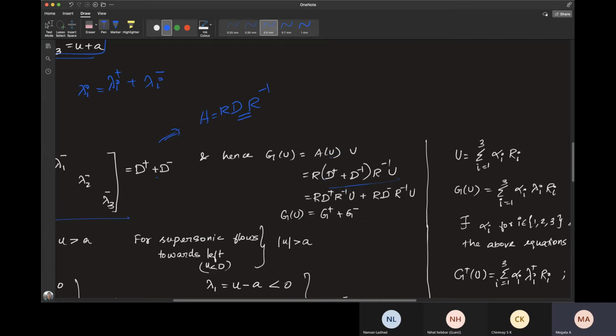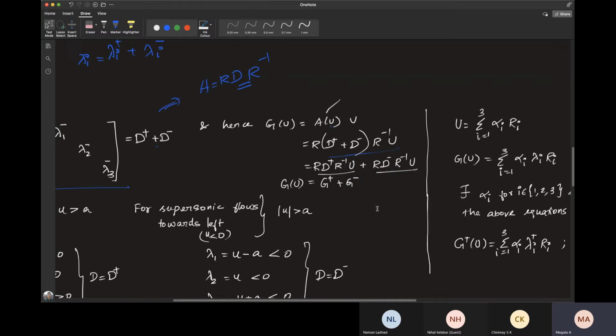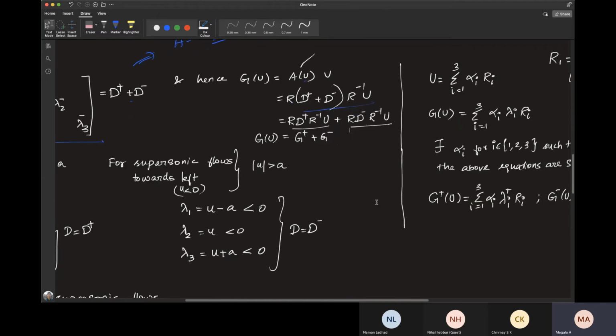So I've just written A as R into D plus D inverse. Sorry, it's D minus actually. So A is R inverse, and we can substitute D as D plus and D minus, and then we can split these equations and split this expression. So thereby we get two expressions, one consisting of only positive quantity and the other consisting of only negative quantity. So we have G as G plus and G minus. So this is one thing.